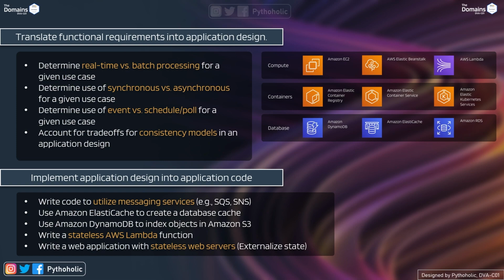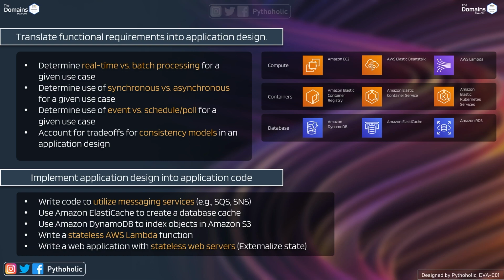So translate functional requirements into application design. The first thing is determine real-time versus batch operations or batch processing for a given use case. Next is determine use of synchronous versus asynchronous for a given use case. And determine use of event versus scheduled poll for a given use case. So we have to consider these concepts and relate them so that we can provide a real-time use case for this. And we'll try to simplify this as much as possible for everyone's understanding. So let's see how this goes.